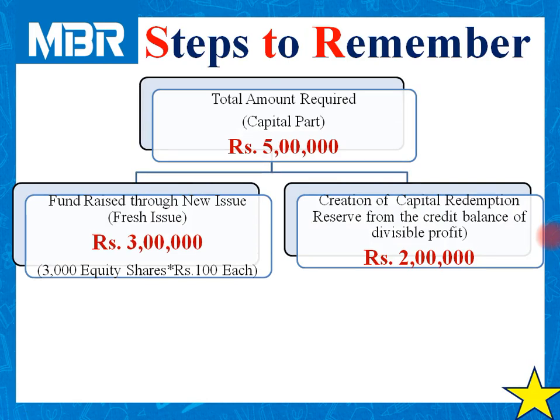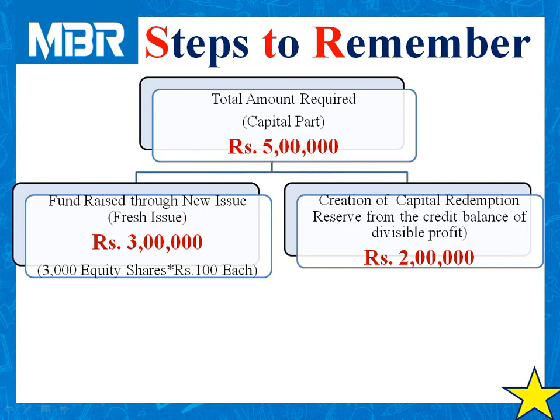As we discussed at the time of theory and provisions, we need to collect the amount from two different sources. First source, that is internal, creation of capital redemption reserve from divisible profit, and second, that is external source, means collection of fund through fresh issue or new issue.